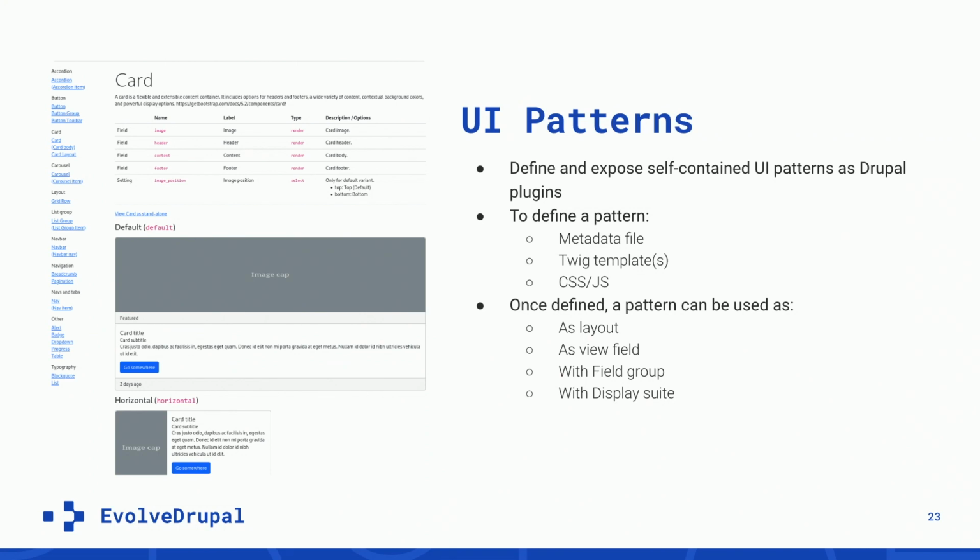The first big module that we are talking about here is UI Pattern. With UI Pattern, we build components and we can reuse them. In order to create one pattern, we need to define one metadata file and a twig template. It can be one, or it can be multiple if you have multiple variants of each component, and then the CSS and the JavaScript for that component.